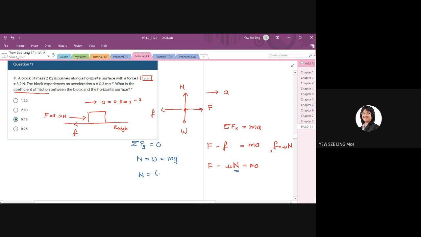So it's 2 kg times 9.81. So N is equal to 9.81 times 2, so 19.62 Newton. Now that I have N, I can plug it into the equation. So I have F, I have N, I have m, I have a. Rearranging the equation, I then obtain mu is equal to 0.13. So that is how you solve it.